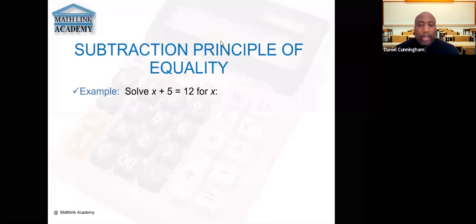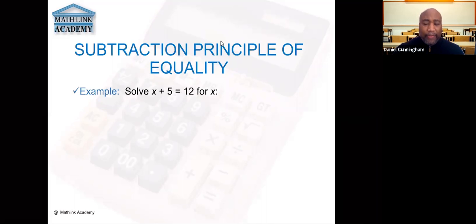Again, let's look at another type of problem. We have x plus 5 is equal to 12. We want to solve for x, and you have to ask yourself, are we adding, subtracting, multiplying, dividing? In this case, we're adding x plus 5. Just look at that side.